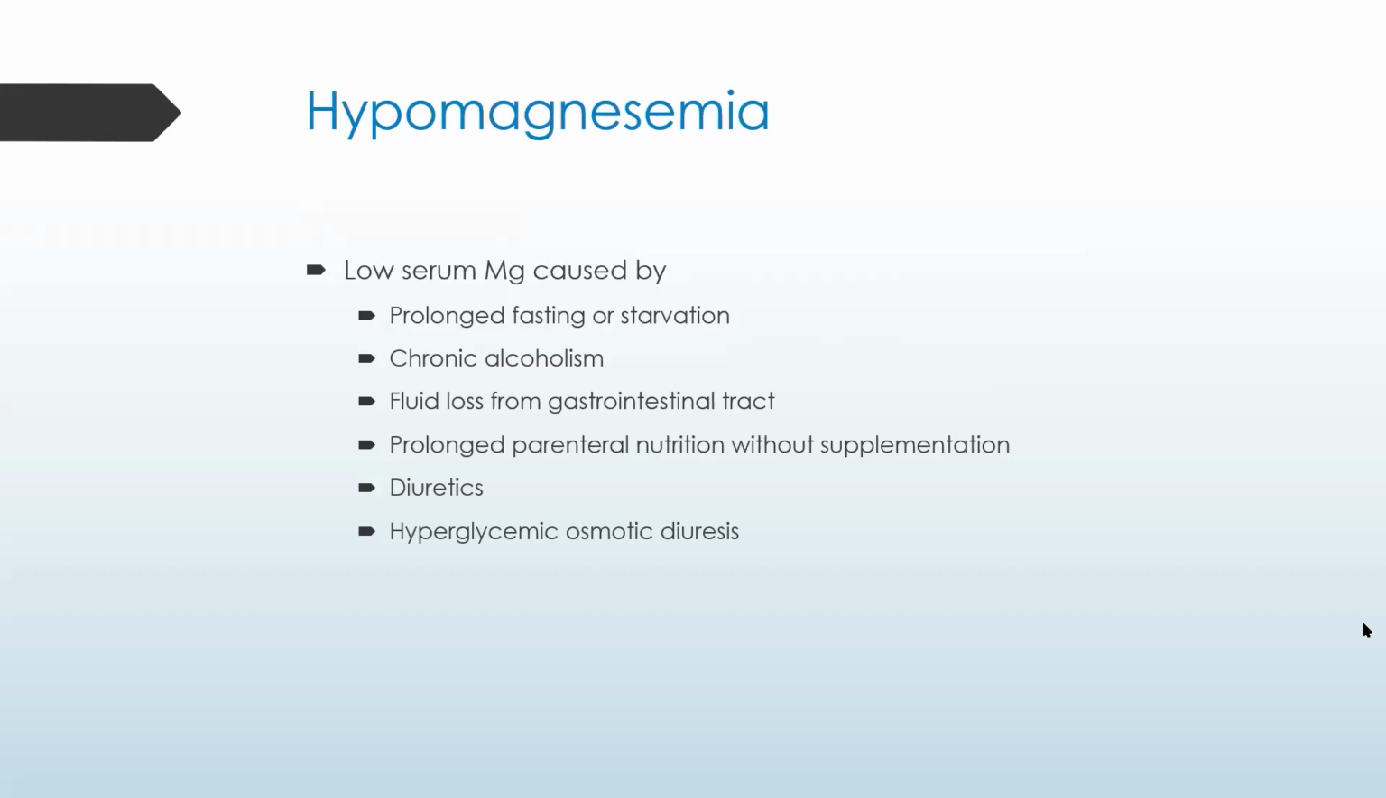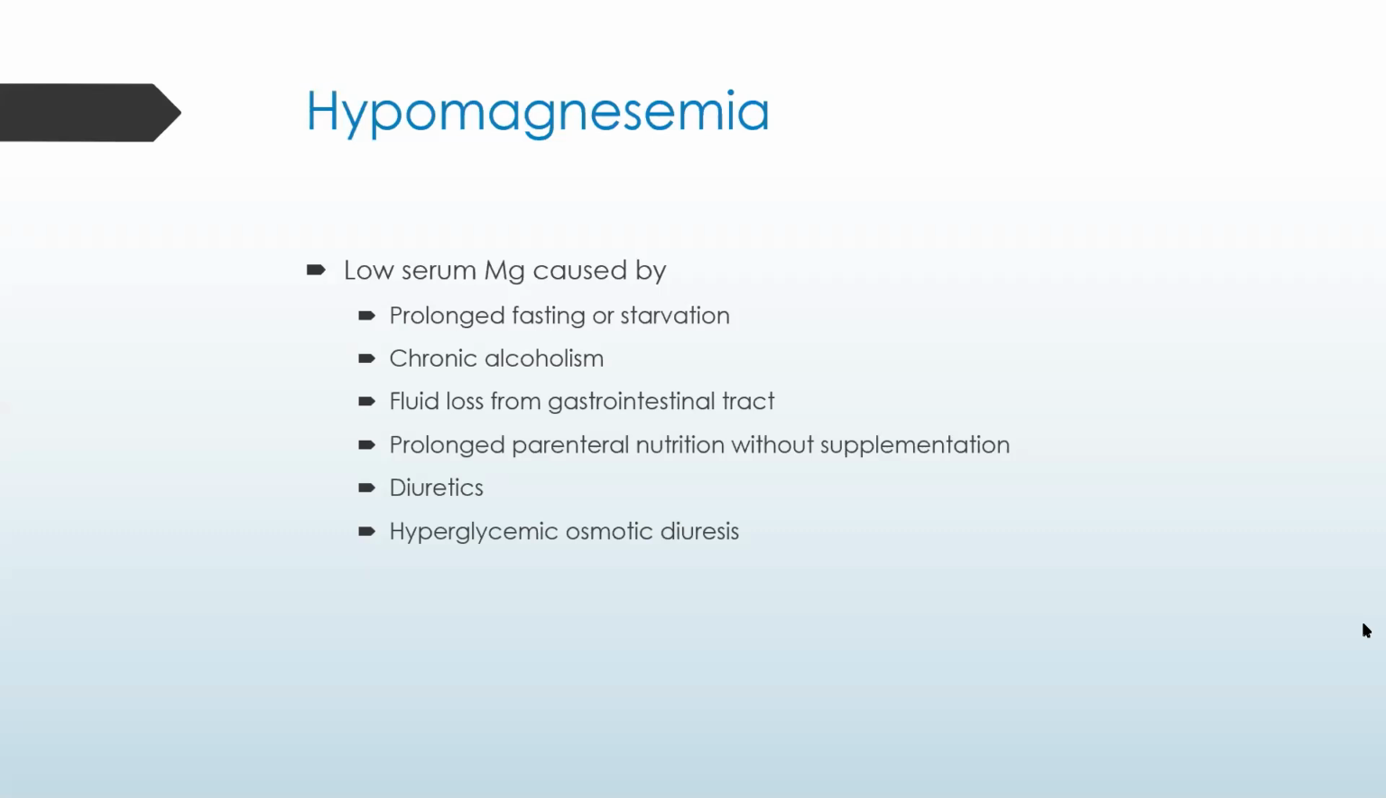Hypomagnesemia occurs in patients with limited magnesium intake or increased renal losses. Major causes of hypomagnesemia from insufficient food intake include prolonged fasting or starvation and chronic alcoholism. So everybody heard that, right? Hypomagnesemia goes along with chronic alcoholism. Fluid loss from the GI tract interferes with magnesium absorption. And another potential cause of hypomagnesemia is prolonged parenteral nutrition without magnesium supplementation.